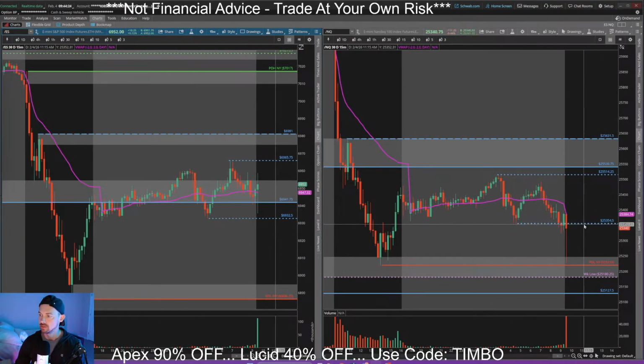All right, NQ. We got 30 seconds till that 15-minute closes here. But pretty strong reaction off previous day low zone here on NQ. But we'll see if the buyers can keep it up today.